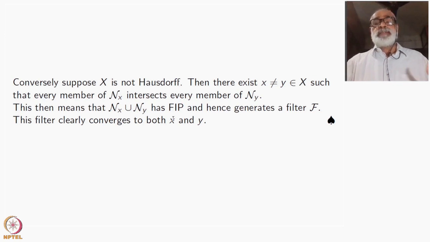As soon as something has the finite intersection property, we know that it is contained in a filter, namely the one generated by this family. So that filter will have both x and y as limits, because both Nx and Ny are there. That's all.